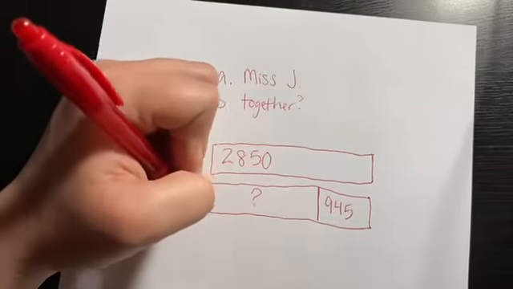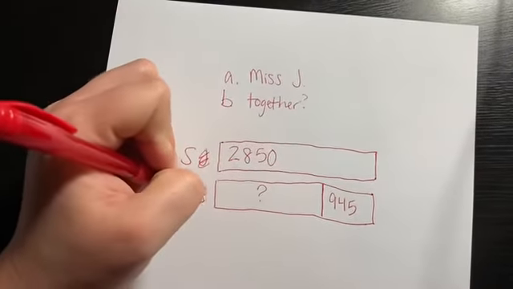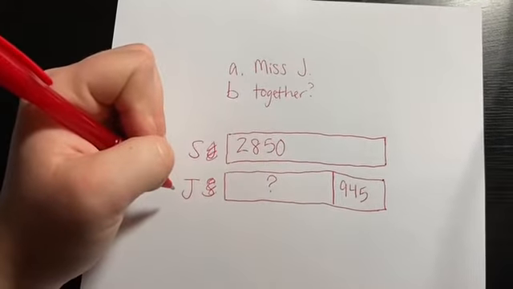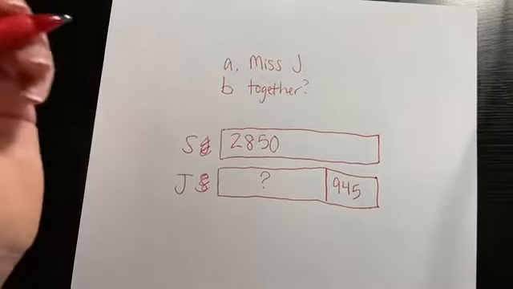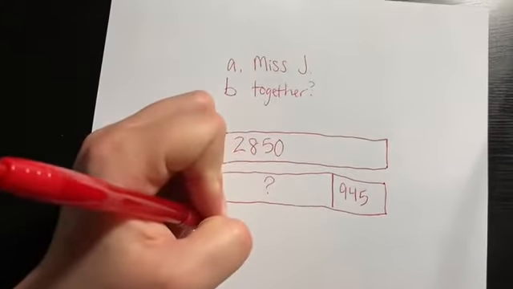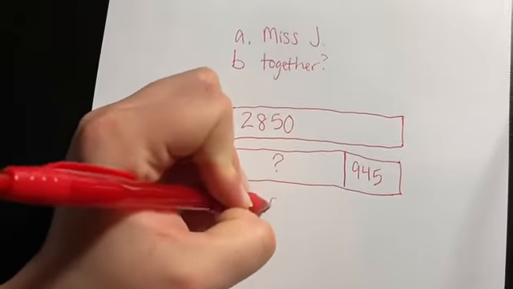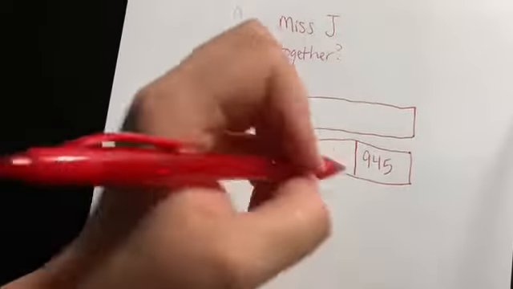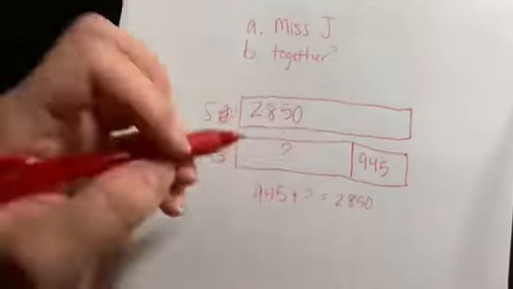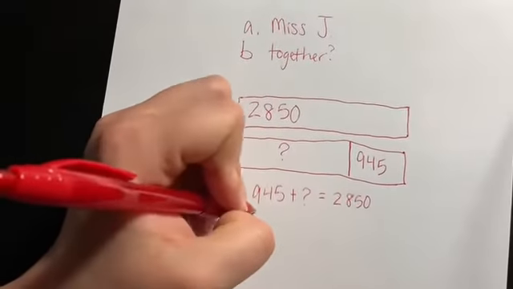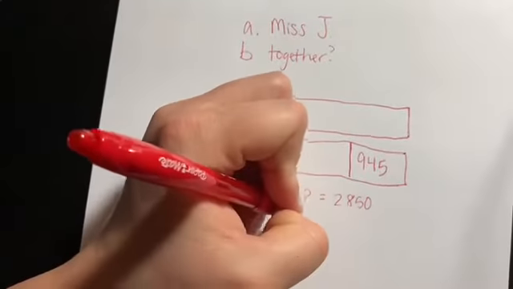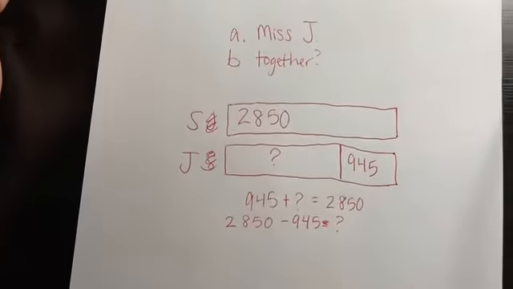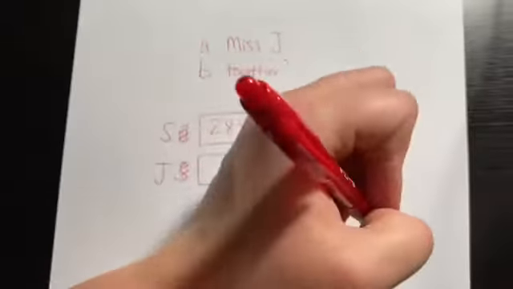Oh, sorry, I switched them up from the problem. Miss Smith earns $2,850 and Miss Johnson earns, we don't know. Miss Johnson earns $945 less than Miss Smith. So to figure this out, we're going to use our number sentence. So we know that 945 plus whatever Miss Johnson earns equals $2,850. Now we're going to use our fact family and realize that 2,850 minus 945 still gets us that question mark that we're seeking.